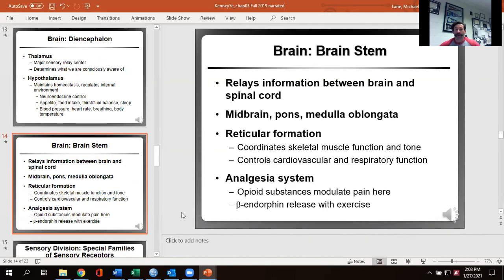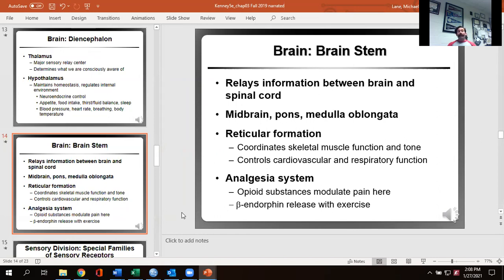Now, the brainstem itself is going to be the relay of information between the brain and the spinal cord, where we have the midbrain, the pons, and the medulla oblongata. We also have the reticular formation, which gives us the basic muscle function and tone, along with our cardiorespiratory function. So part of the muscle tonus you walk around with is thanks to how well charged up your nervous system is for activating different musculature.